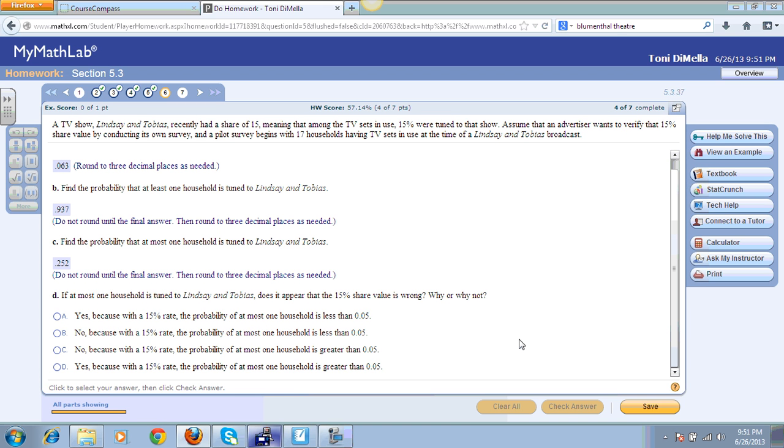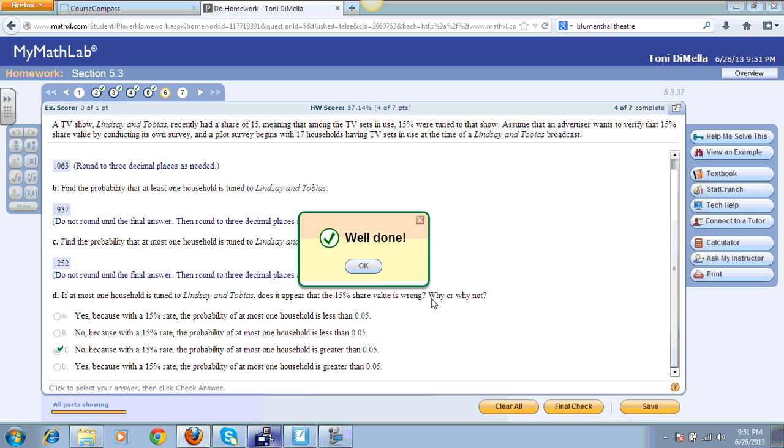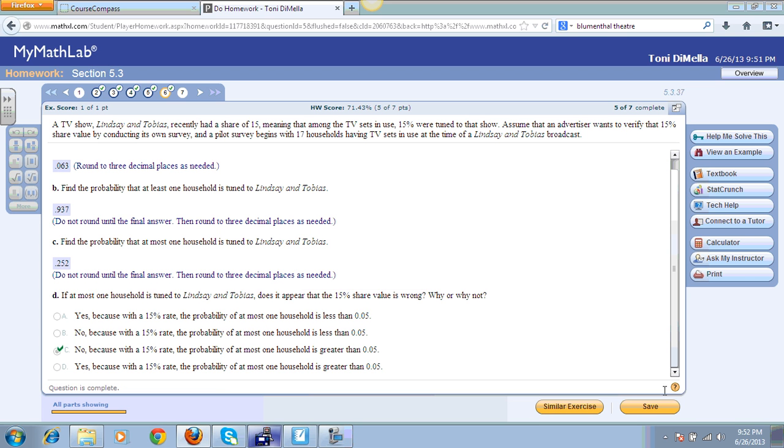And the last part is, if at most one household is tuned in, does it appear that the 15% value is wrong? Let's see. This one was tricky. These are always hard. So no, because with that rate, the 15% was greater than the 5%. So that makes sense. That is in 5.3.